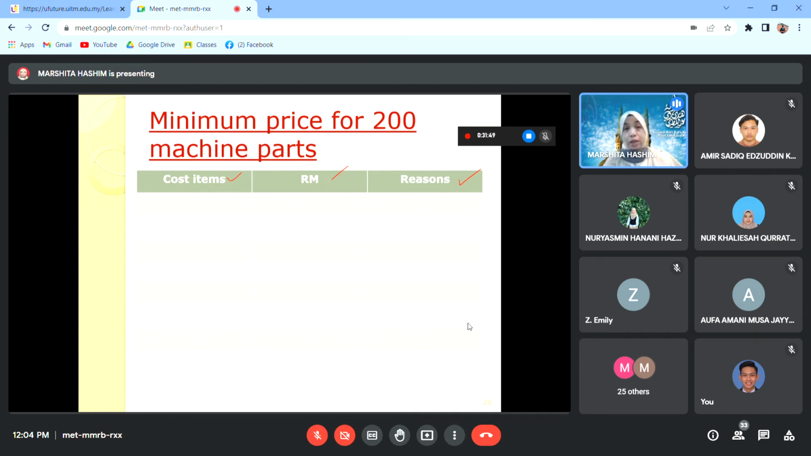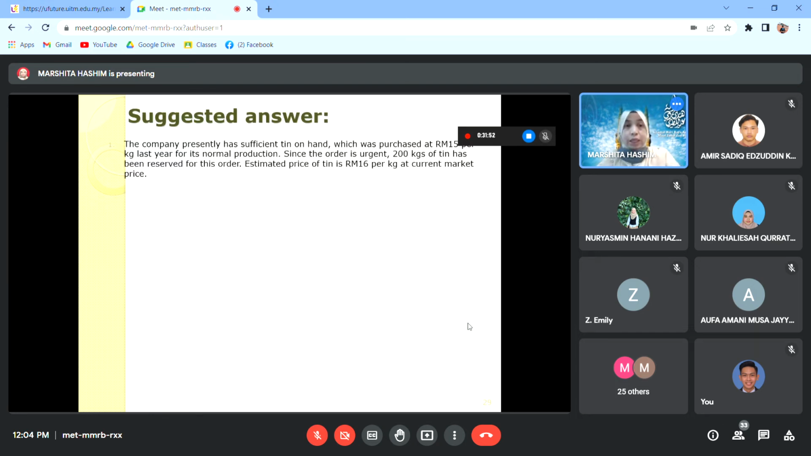Okay, now look at the first note. The company presently has sufficient tin on hand, which was purchased at 15 ringgit per kilo last year, for its normal production. So you bought last year at 15 ringgit. This is sunk cost. Sunk cost is irrelevant.